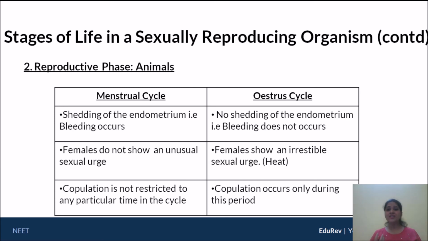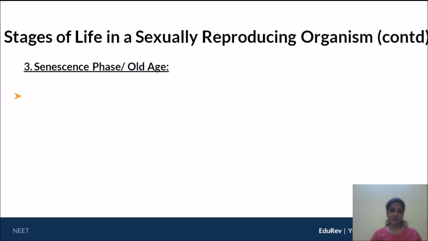Now, why is that so? Because this is around the time you have ovulation. Okay, so the female desires to have sexual intercourse so that ovulation and sexual intercourse are together and you would have a high probability of having offspring. So this is the difference between the menstrual cycle and the estrous cycle.